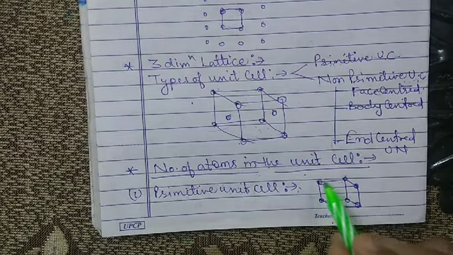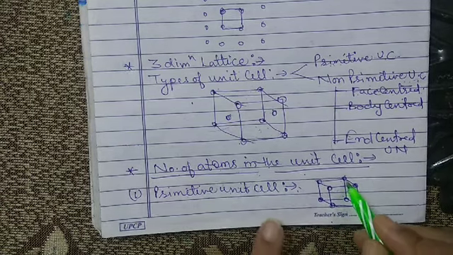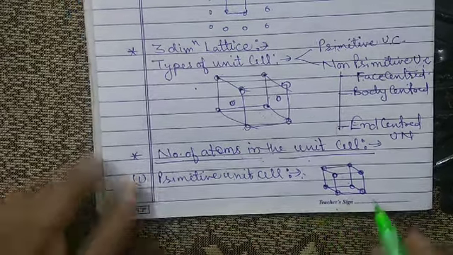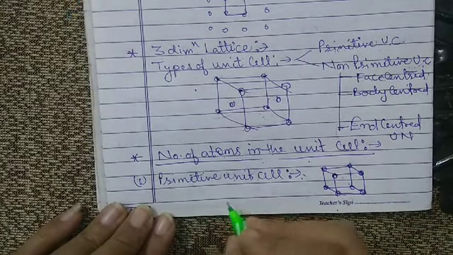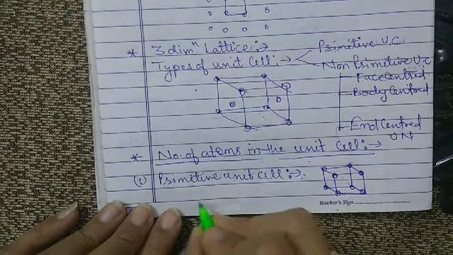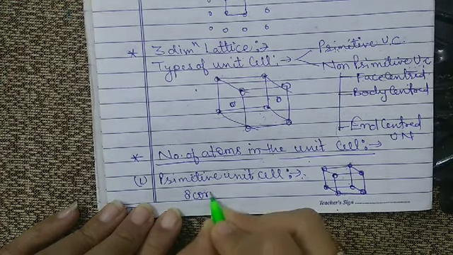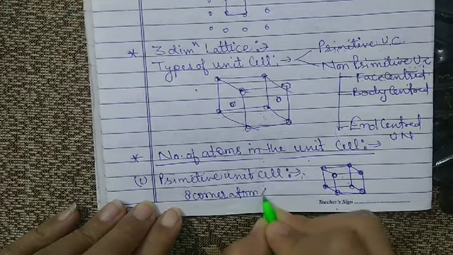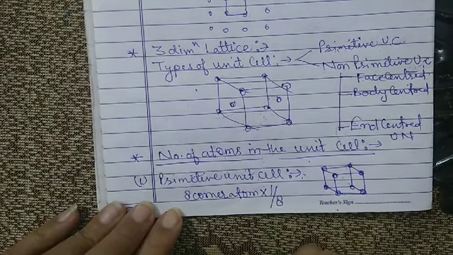Now there are 8 atoms at the corner: 1, 2, 3, 4, 5, 6, 7, 8. 8 atoms are present at the corner. Thus the number of atoms present in each unit cell is equal to 8 corner atoms, and we multiply the 8 corner atoms by 1/8.